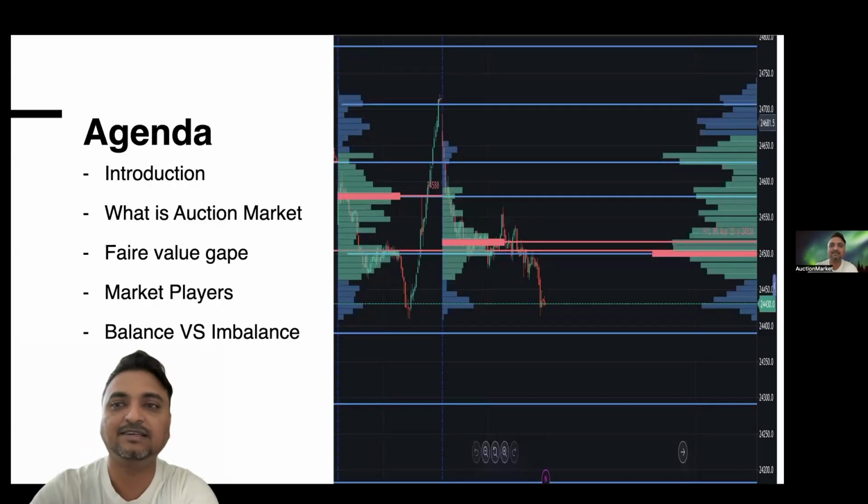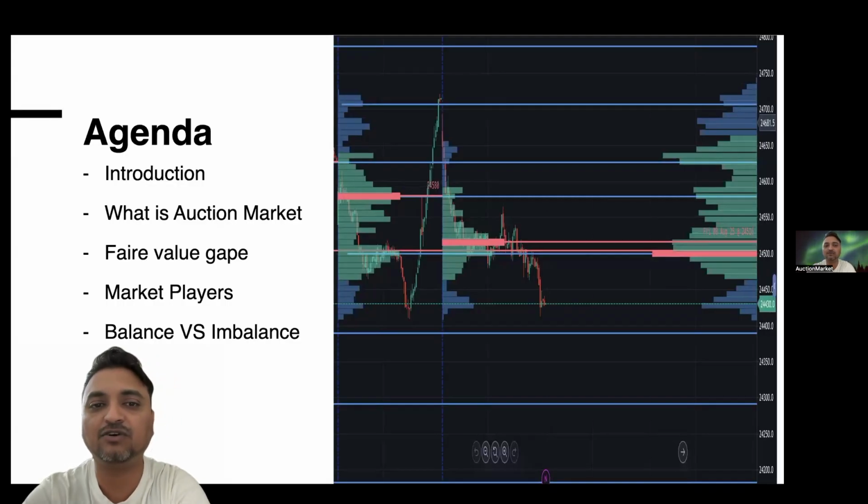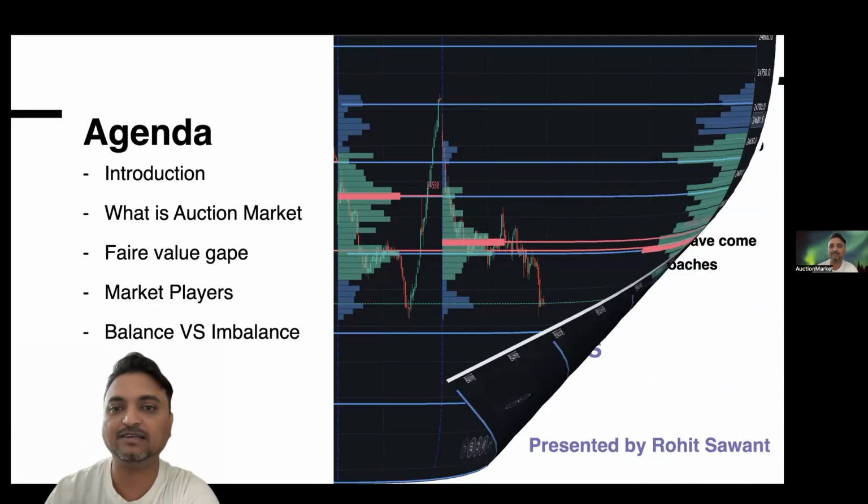And for today's agenda, we are going to study the auction market. What is the auction market? What exactly is a fair value gap? What are market players? And my favorite, the balance and imbalance concept. So let's move ahead.